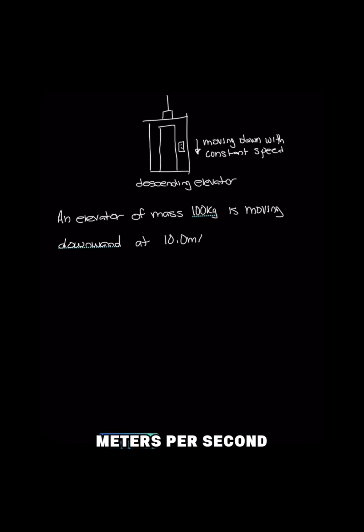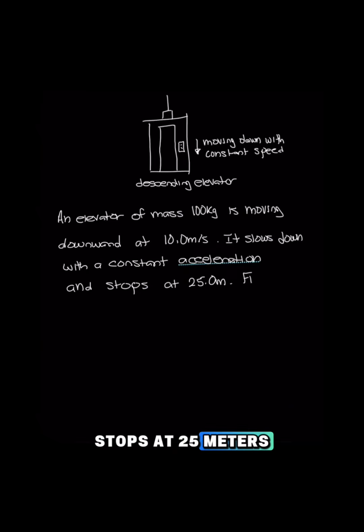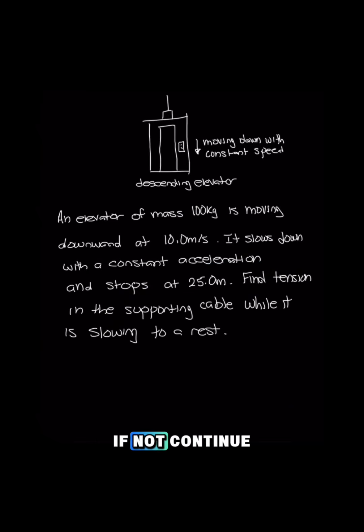Alright, so let's say you're given this diagram of a descending elevator, and the question says, an elevator of mass 100 kilograms is moving downward at 10 meters per second. It slows down with a constant acceleration and stops at 25 meters. Find the tension of the supporting cable while it is slowing down to rest. Would you know how to solve? If not, continue watching this video.